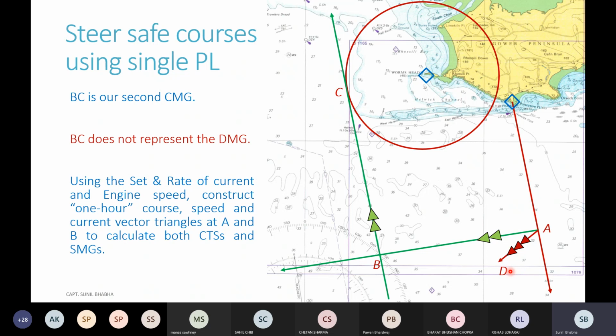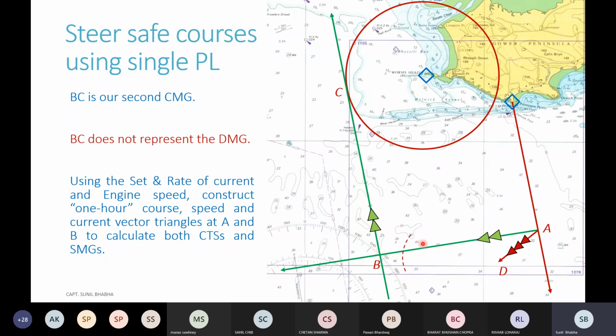Now we also have our engine speed known to us. We can make this triangle for 1 hour. So the length of this vector AD is the rate of the current, or the drift of the current, in 1 hour. Now we have our engine speed, so we know what distance we are going to cover in 1 hour. So we open up our compass equal to the engine distance of 1 hour, center the compass at point D and draw an arc.